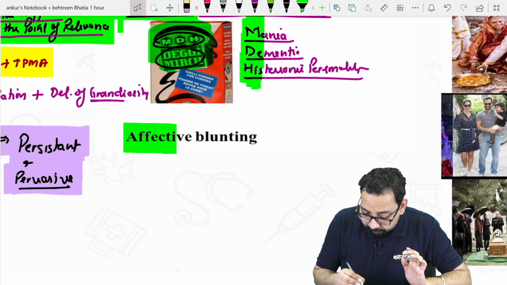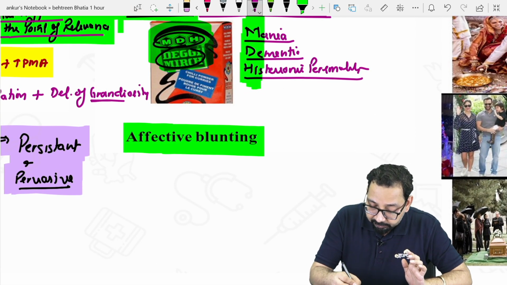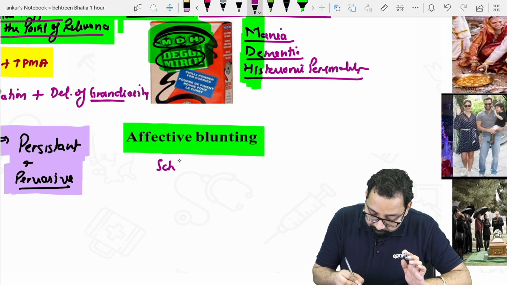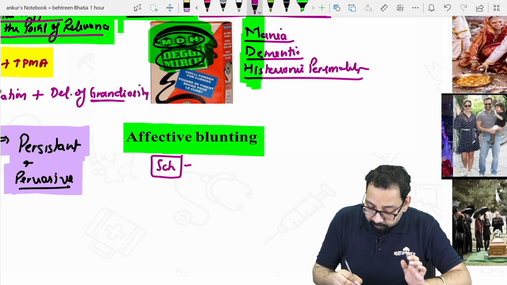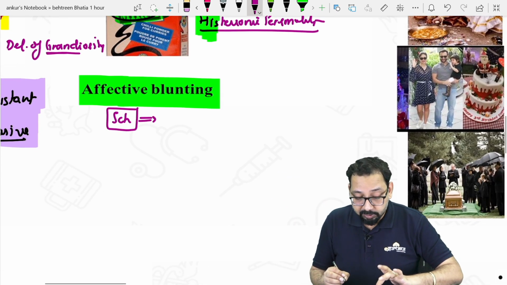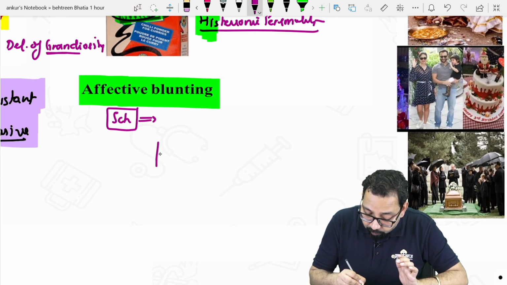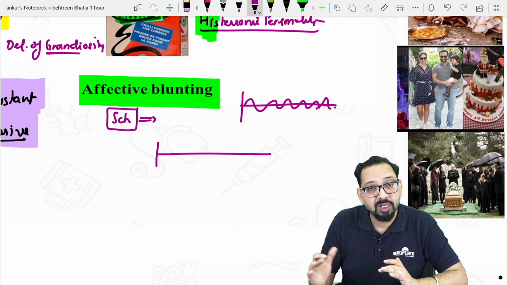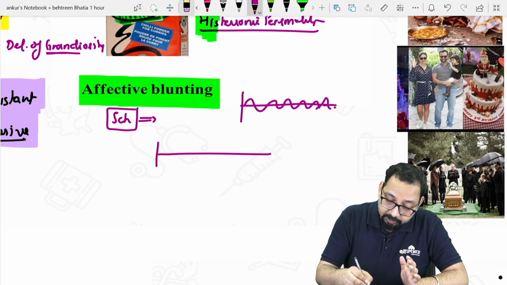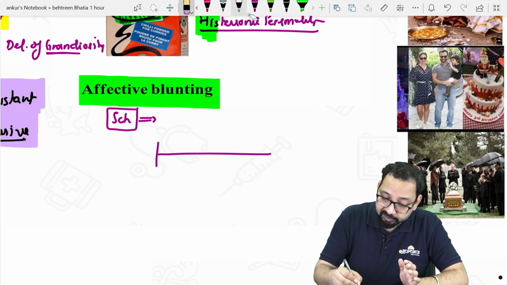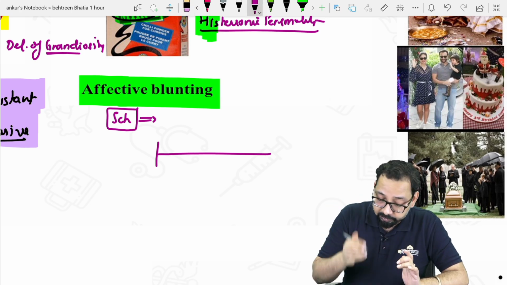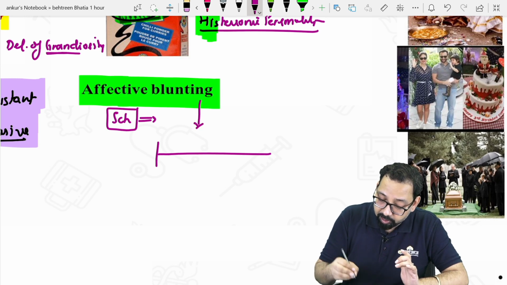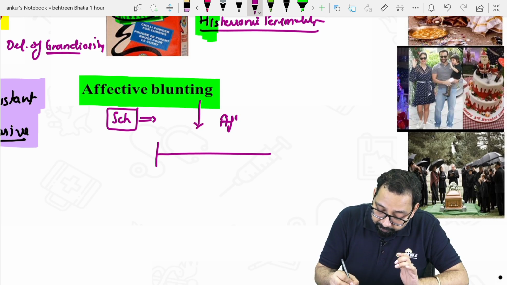Now, affective blunting. What is affective blunting? It is seen in schizophrenia. We found that in a schizophrenic patient, there is no fluctuation. Normally we have fluctuation in the affect, sometimes happy, sometimes sad, depending on the situation. But in schizophrenia you will find that there is no fluctuation. That is so-called blunting of affect or affective flattening.